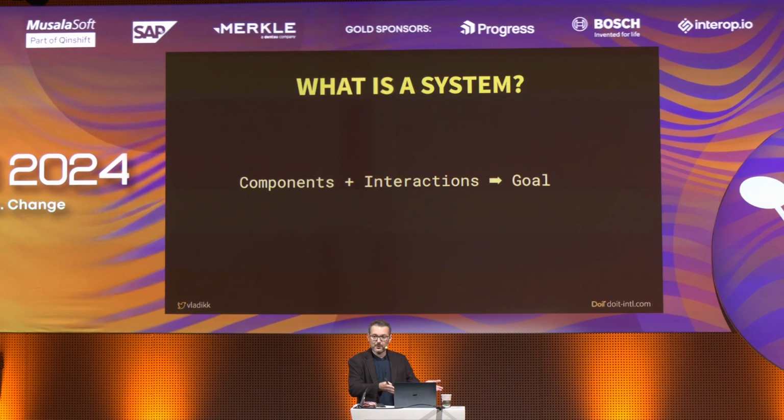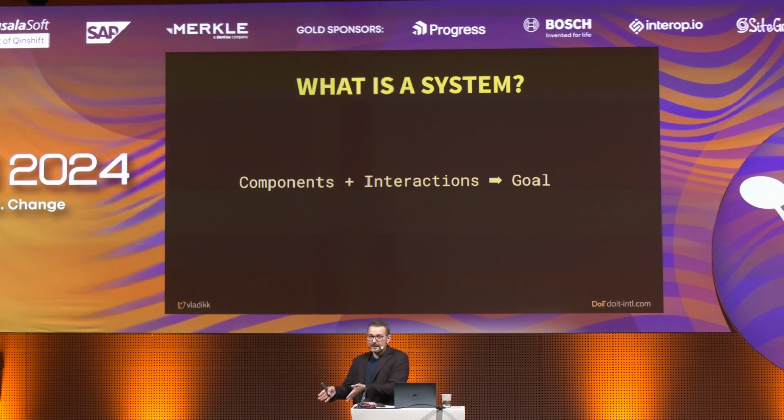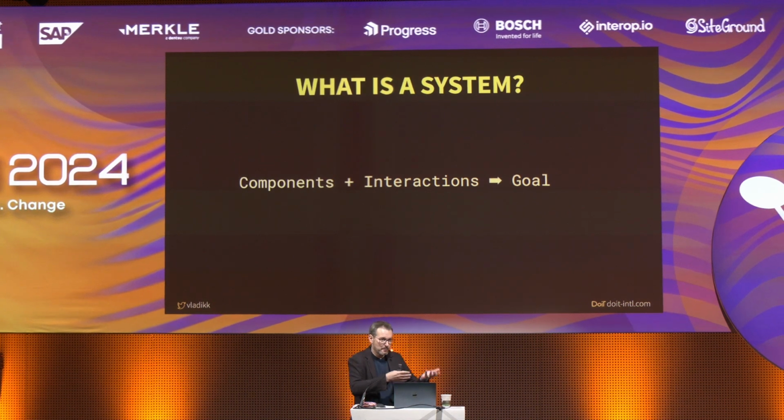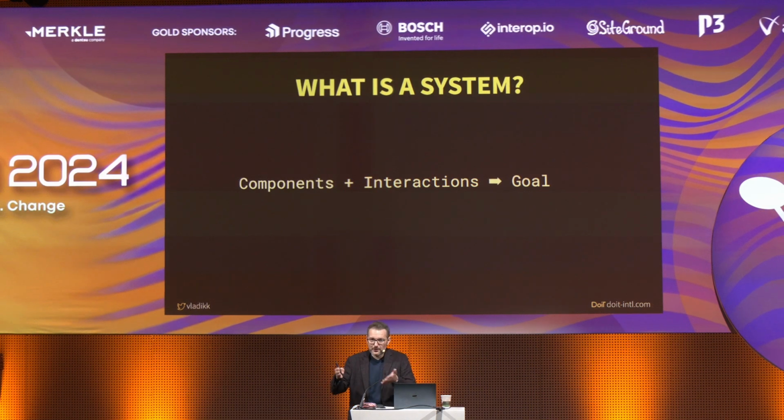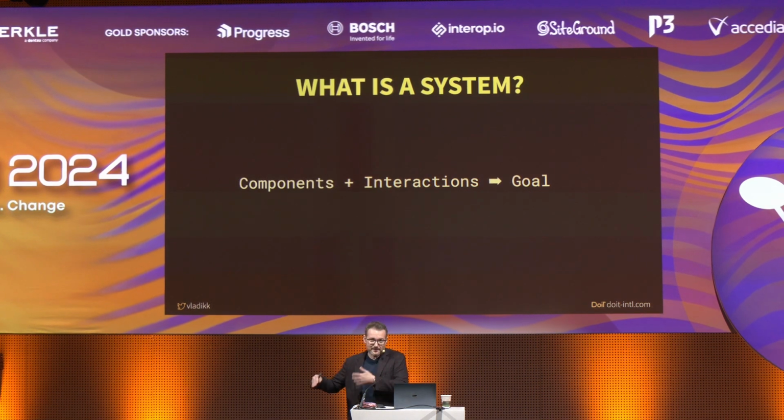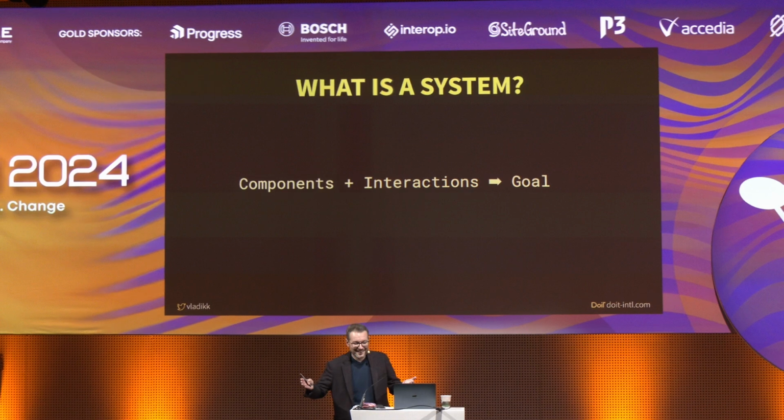Like this computer, of course, is a system. Even the chair you're sitting on is a system. It has multiple components, they're interacting with each other, and it has a goal to make you comfortable, but not too comfortable, because otherwise you'll fall asleep, right?